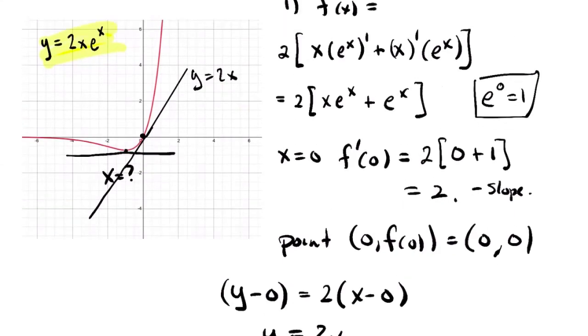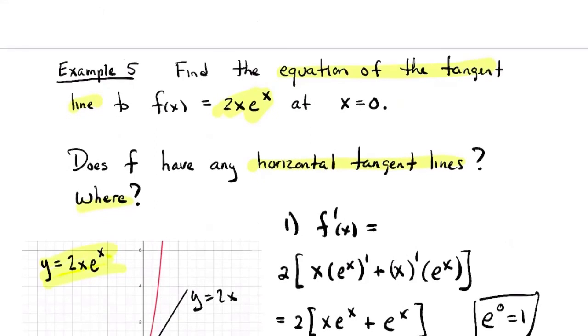So sorry, I'm kind of all over the place in this example, but find the equation of the tangent line at x equals 0. You can just write the answer here in a different color. We derived all the details down below. That tangent line has the formula y equals 2x. Does the f have any horizontal tangent lines? Yes, from the graph. Where?